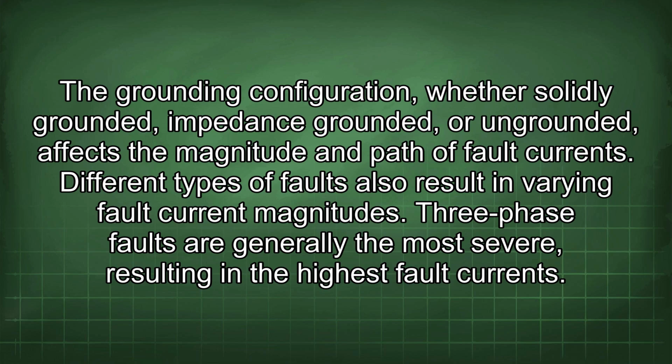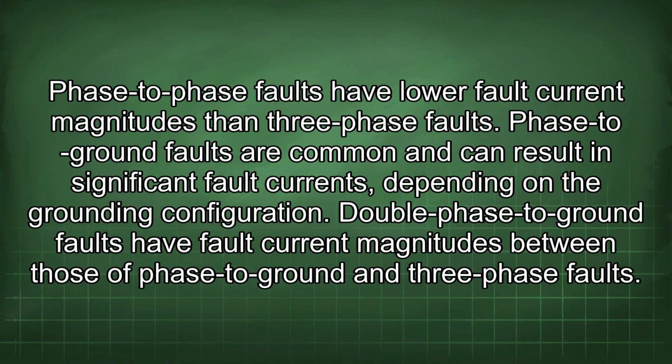Three-phase faults are generally the most severe, resulting in the highest fault currents. Phase-to-phase faults have lower fault current magnitudes than three-phase faults. Phase-to-ground faults are common and can result in significant fault currents, depending on the grounding configuration. Double phase-to-ground faults have fault current magnitudes between those of phase-to-ground and three-phase faults.